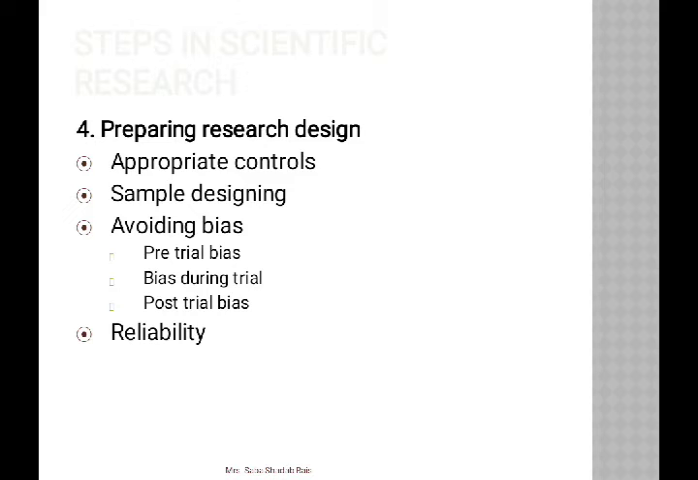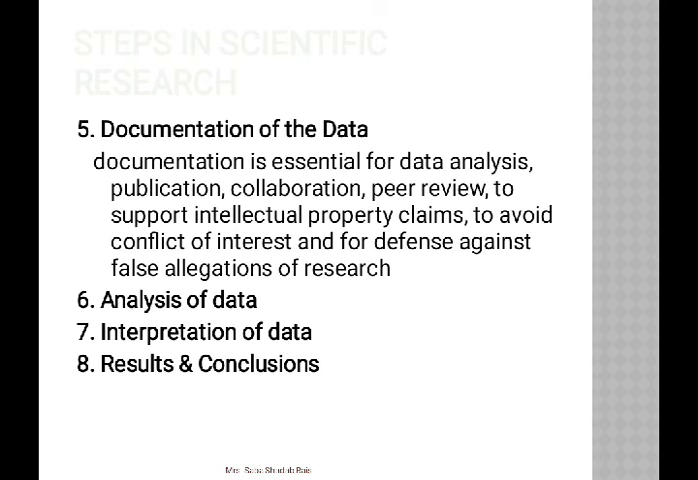That means before starting the research itself, you are simply introducing small errors. So you start with the error. Then you are biased during the trial, you are not writing the results honestly. And post-trial bias, at the time of dissemination you are writing wrong data. And whatever data you are getting should have reliability. Then when we talk about the documentation of the data, we are going to discuss in detail how we should document the data.